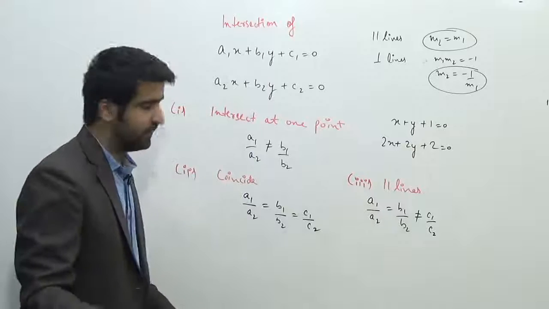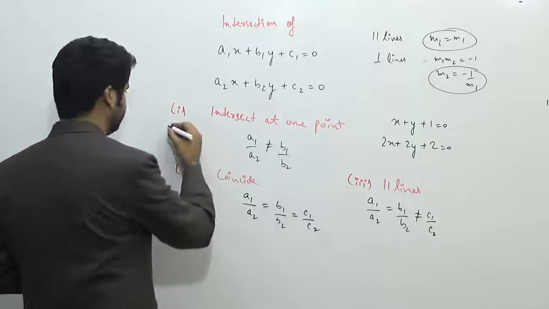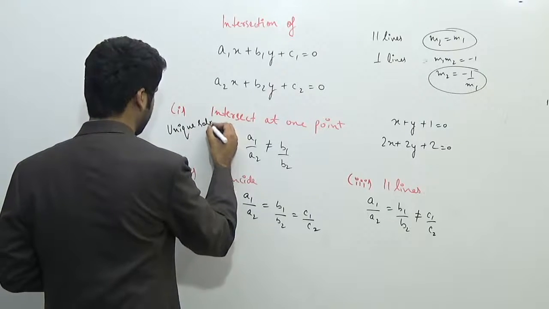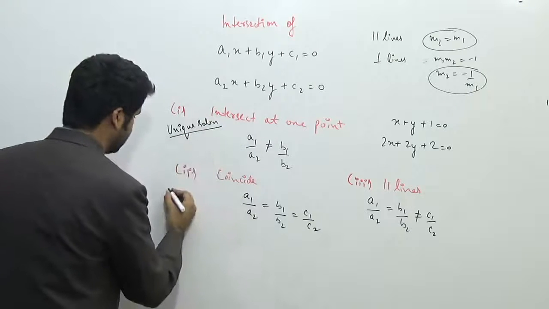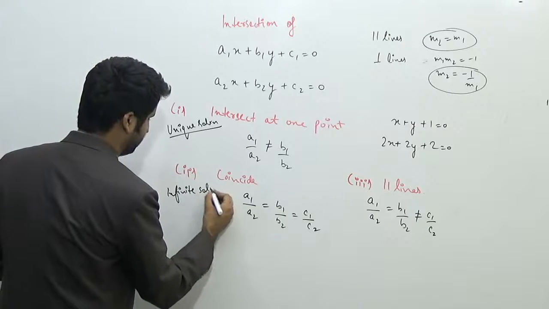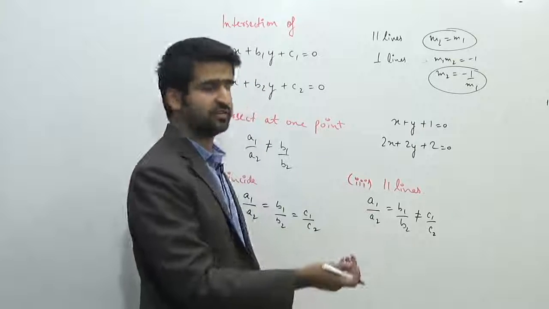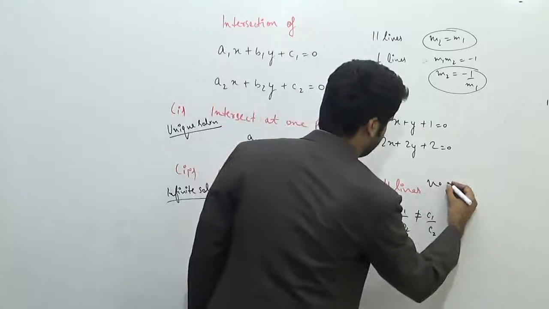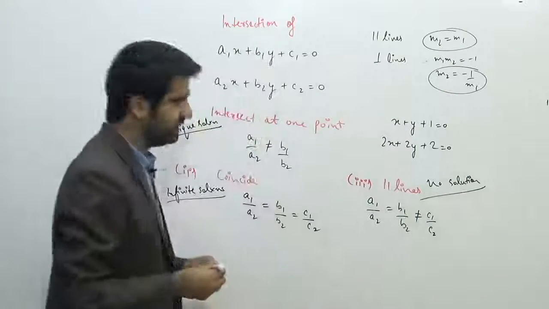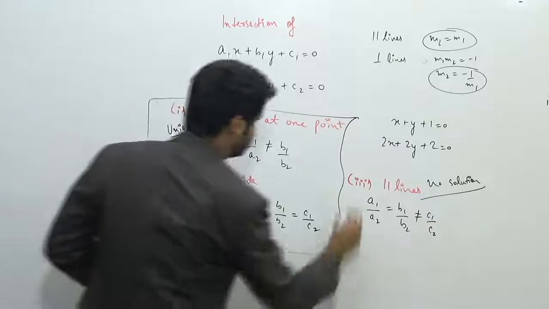In this case, intersecting at 1 point, we have a solution. So we have a unique solution, right? And in this case, we have infinite solutions, right? But in this case, since these two lines are parallel, they will never intersect. So in this case, we have no solution, right? So we can divide these into two parts, and we can generalize that.